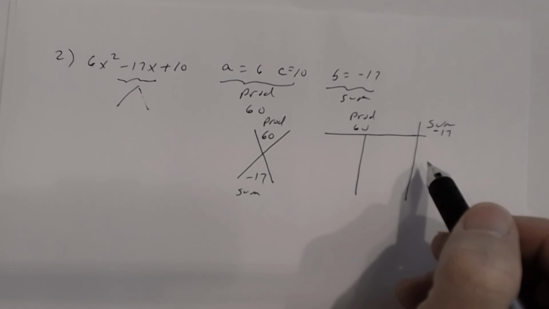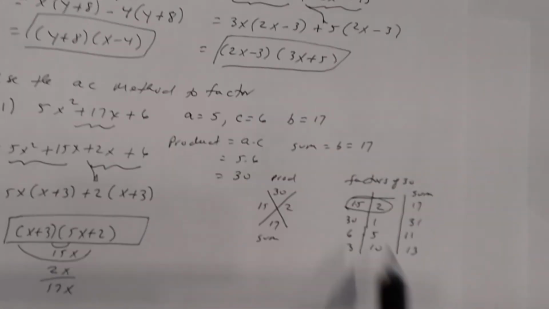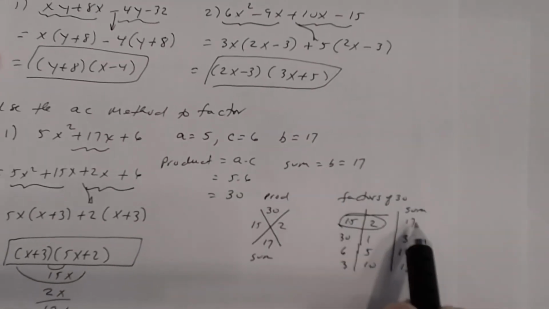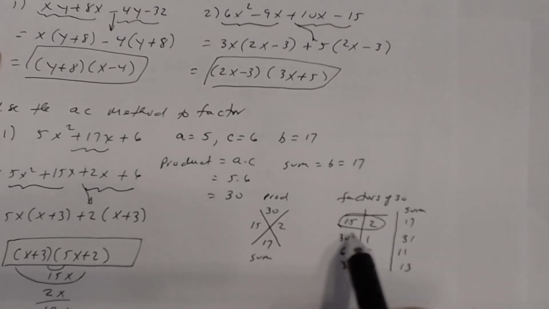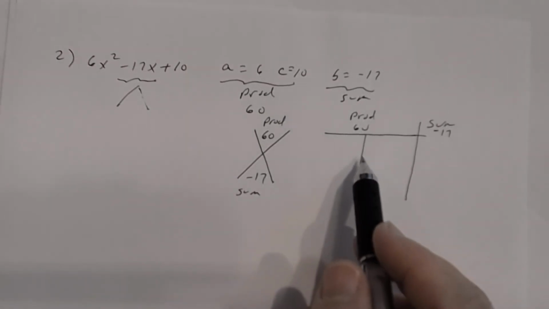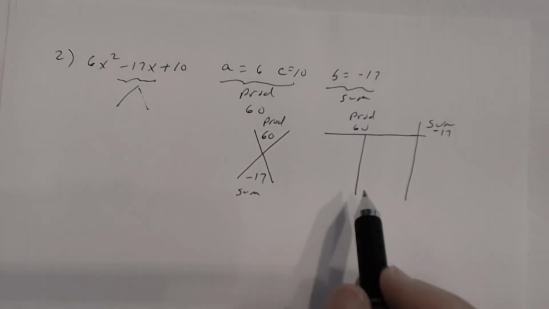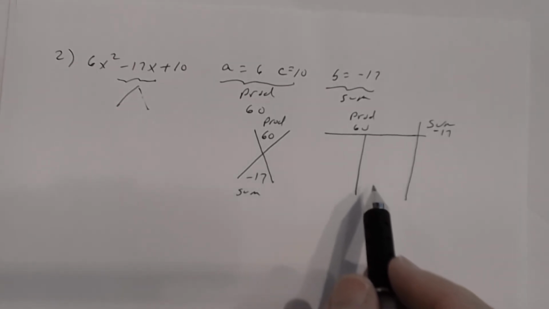So if you go back to number 1, the product was positive, the sum is positive. So both of those had to be positive numbers. Here, in this case, they now have to be negative numbers. Okay? All right, so let's go ahead and figure out some pairs.